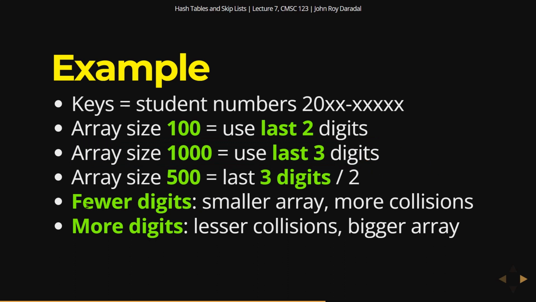So here you have a smaller array, so that's good in terms of memory, but you have more collisions, so that's bad in terms of time. And here you have lesser collisions, so that's good in terms of time, but you have a bigger array, so it's bad in terms of memory. Okay, so you have to be careful around those trade-offs.